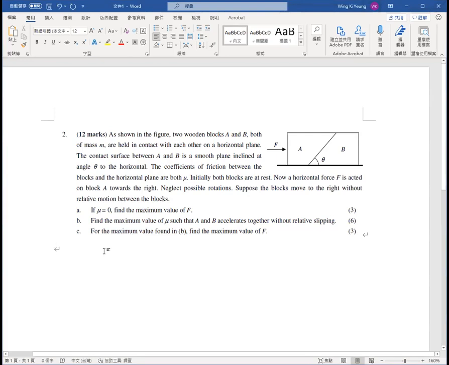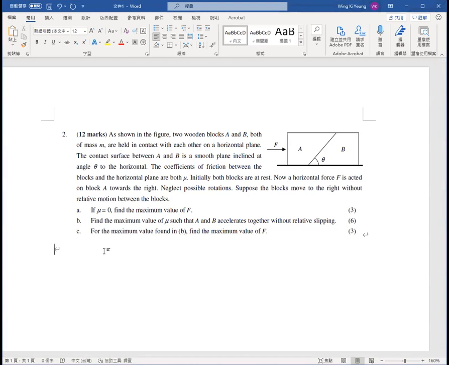Have a look at question 2. This question just requires the knowledge you have right now, nothing more. So have a look at it first. You're pushing the block A such that the blocks move to the right with no relative motion between the blocks.